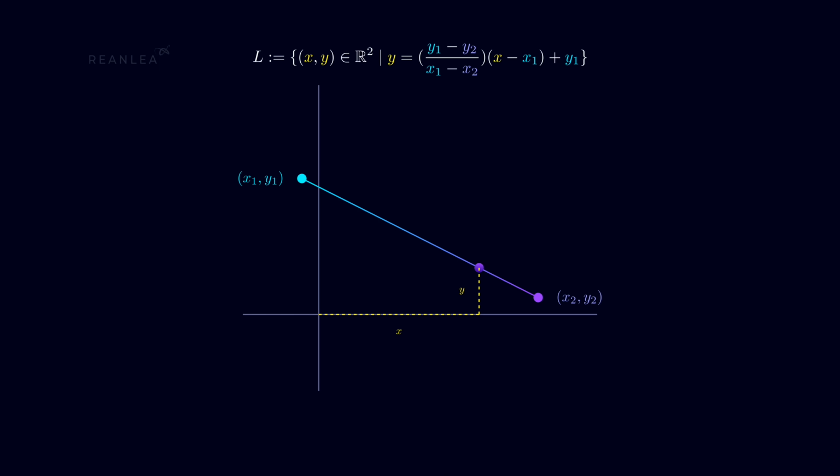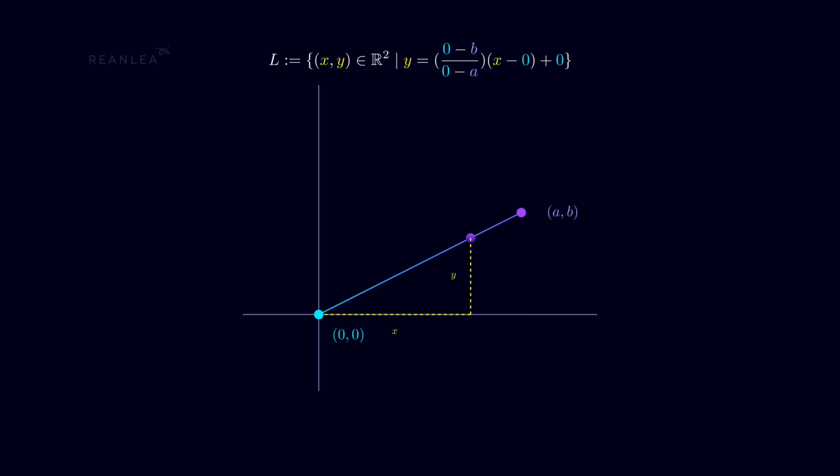In particular, if we consider (x1, y1) to be the origin and (x2, y2) to be (a, b), then the equation of the straight line becomes y is equal to b by a times x. That is, the coordinates of each of the points on this line segment are (x, b by a times x). For simplicity, we can express this coordinate as (x, mu x), where mu is b by a.